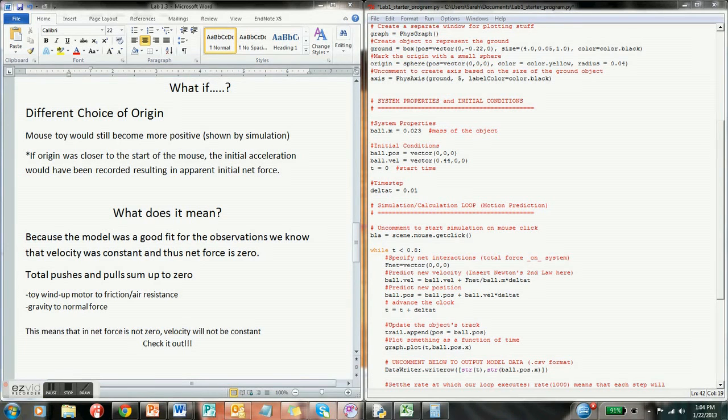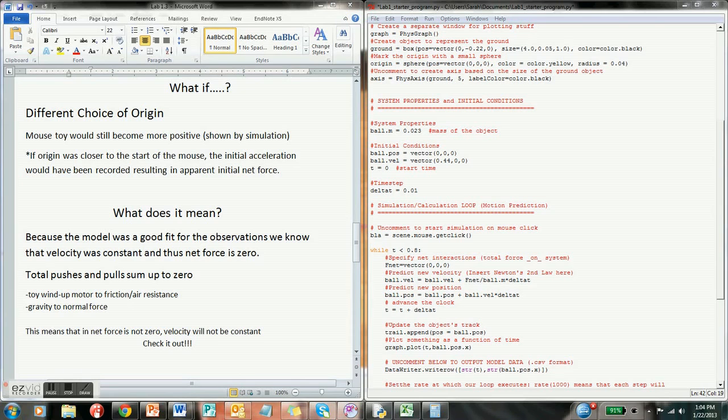So what does all of this mean? Well, because the model was a good fit for our observations, we know that velocity was constant and the net force was thus 0. This means that the total pushes and pulls on the system sum up to 0.